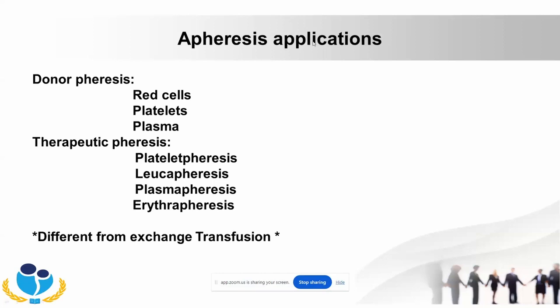Apheresis application in addition to blood donation. There are medical indications for apheresis, as you know, for therapeutic purposes, like for thrombocytosis. Platelet apheresis can be done for medical indication. For hyperleukocytosis, leukapheresis can be done. For certain immunologic conditions like autoimmune hemolytic anemia, especially the cold type, Guillain-Barré, SLE, and other immunologic conditions, we can use plasmapheresis.